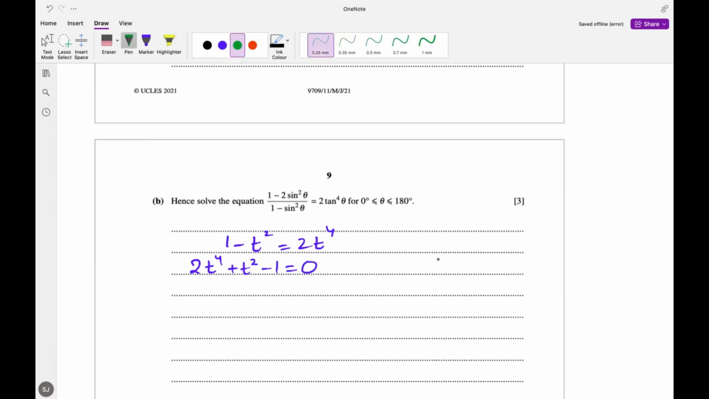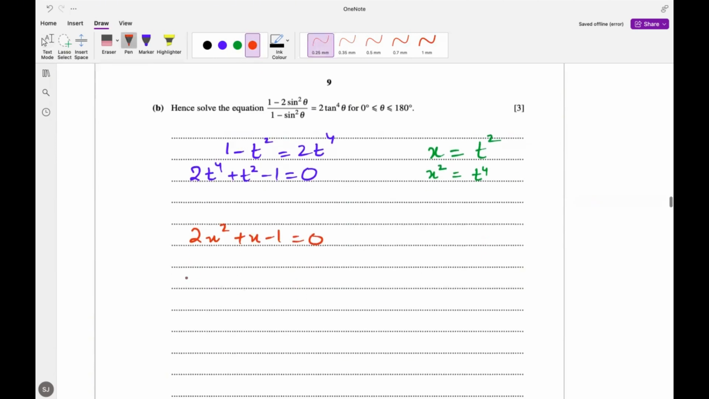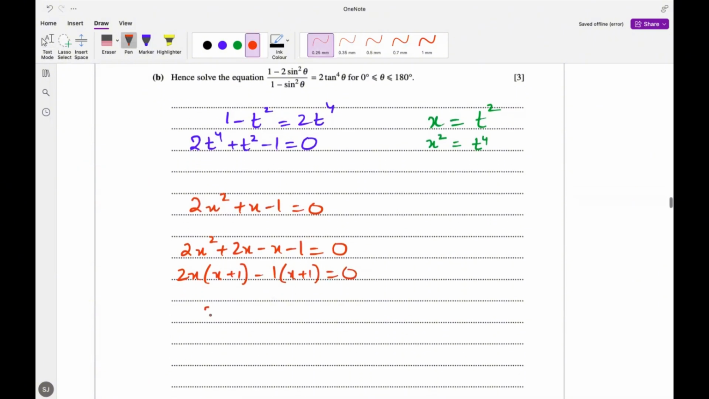To simplify this, we can use a substitution: x equals tan squared theta. So x squared will be equal to tan to the power 4. Simplifying this, we'll get 2x squared plus x minus 1 equals 0. Factorizing this will become 2x squared plus 2x minus x minus 1 equals 0. Taking 2x common, this will become x plus 1. Taking minus 1 common, this will also become x plus 1. Simplifying, this will be (2x minus 1)(x plus 1) equals 0. So x will be equal to 1 upon 2 and x will be equal to negative 1.